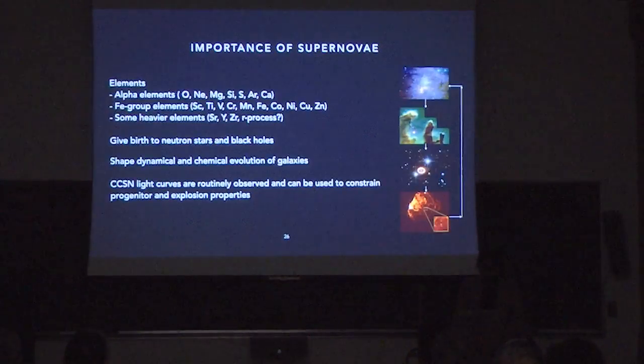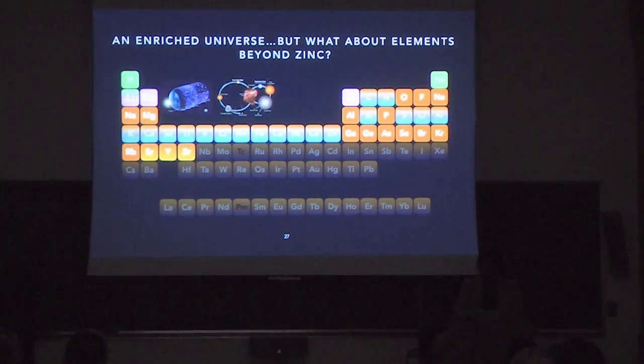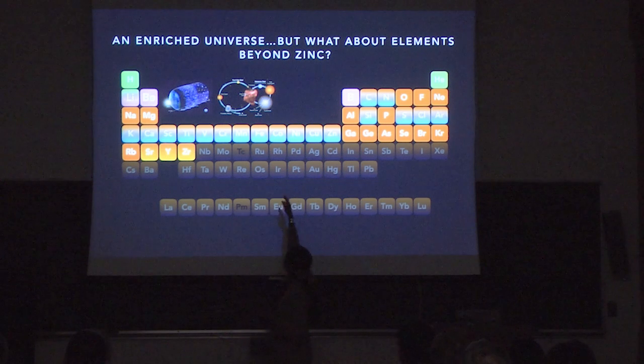Yeah, so supernovae are element factories. I'm going to skip this a little bit. Okay, so we talked about hydrogen, helium, and a dash of lithium. Stars formed, stars exploded. Now we have carbon and nitrogen and oxygen, and we have this iron group of elements, so scandium, titanium, vanadium, all the way up to zinc. Going beyond zinc is a little challenging.